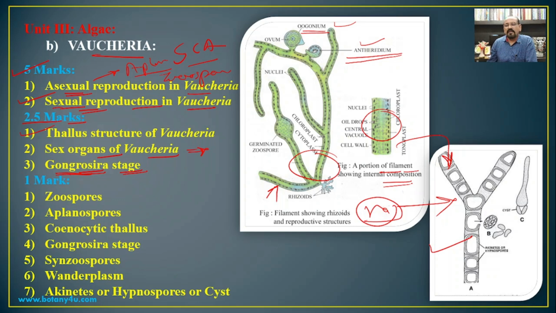Here, in this type of structure, the protoplasm of the Vaucheria thallus is converted into a number of segments, or we can say akinetes. So when such a thallus is converted, forming the akinetes or the cyst or the hypnospores, then this structure is known as the Gongrosira stage of Vaucheria.